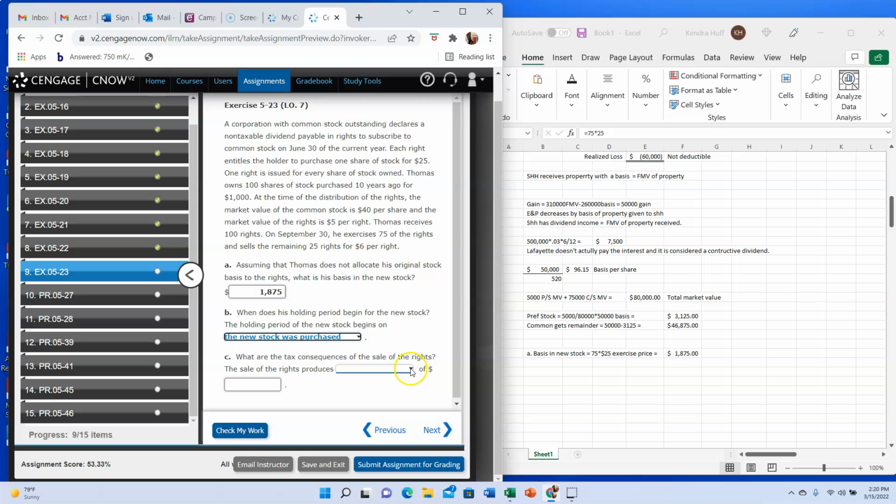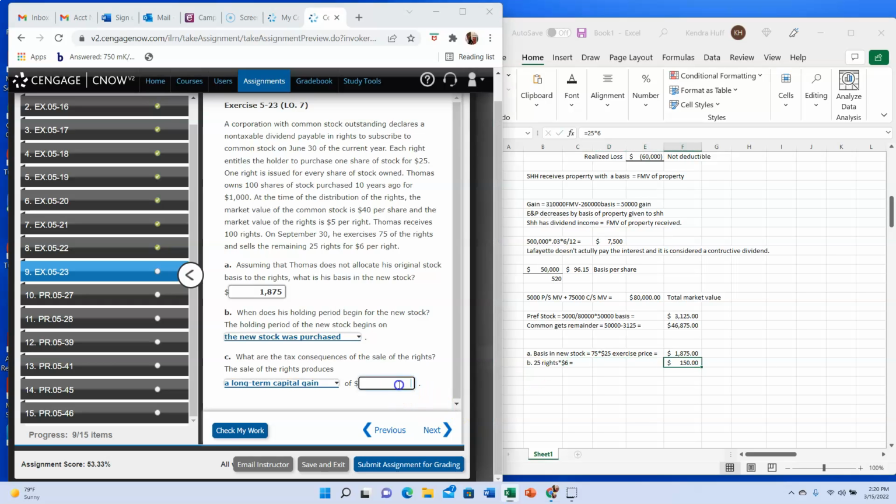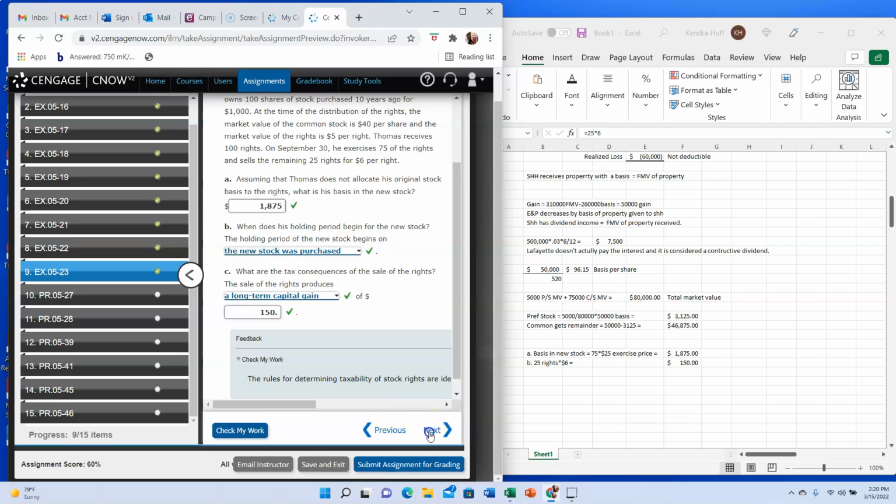The sale of the rights actually produces a long-term capital gain because it was paid on stock that he bought 10 years ago. And it's the 25 rights times the $6. So $150 gain. Thank you.